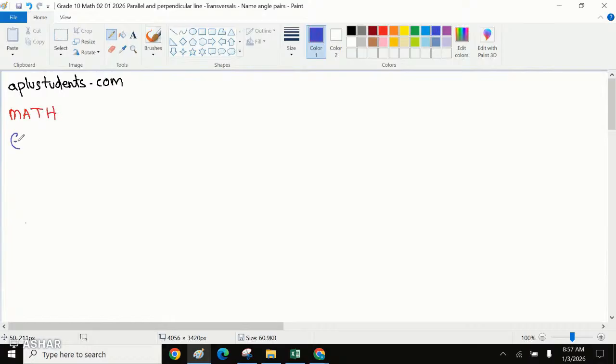Your grade is grade 10. Okay, grade 10. And the topic for today is, let's write down the topic. The topic is parallel and perpendicular lines. So we'll be studying different scenarios of parallel and perpendicular lines. Parallel lines never intersect. Perpendicular lines intersect at right angles.